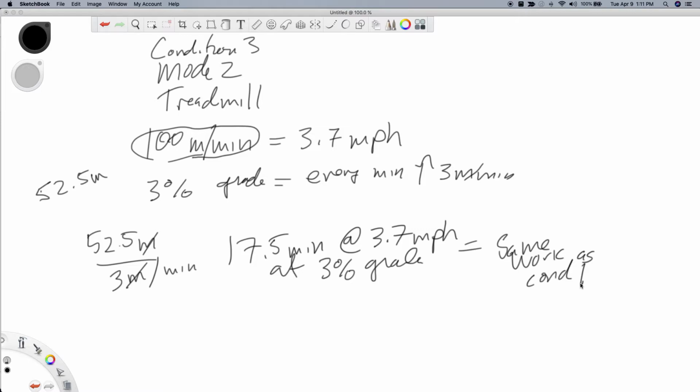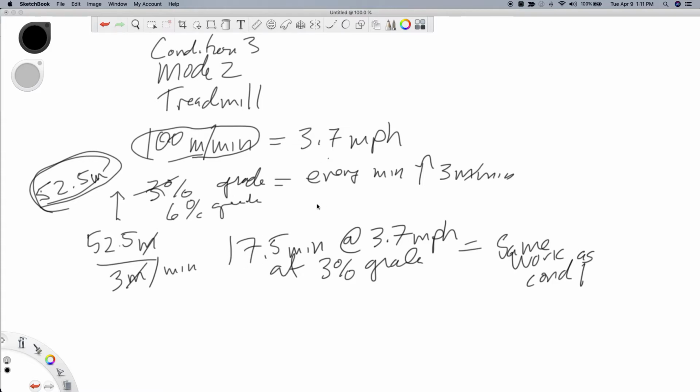If you set it at a 6% grade, it would take you half this amount of time because you've doubled. Now you're going to be going up 6 meters per minute, okay? So then it would be 52.5 divided by 6, which would be half of what this is. Right? So 8.75 or something like that. Yeah, 8.75. Okay?